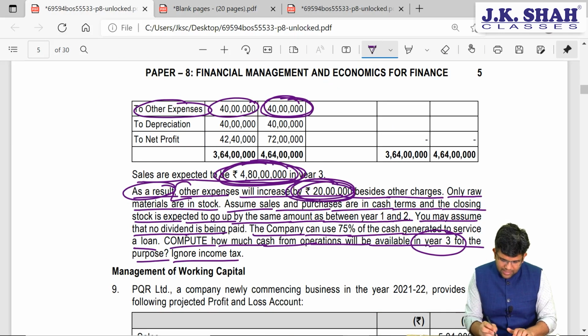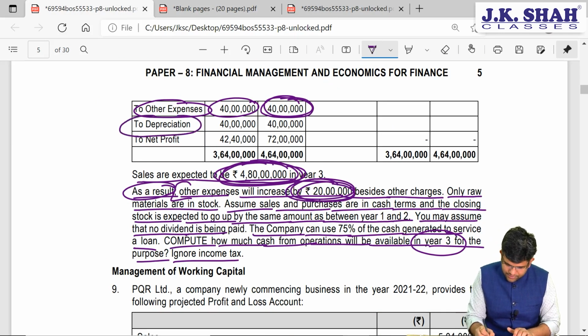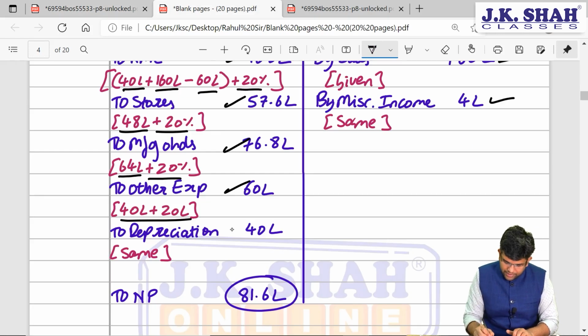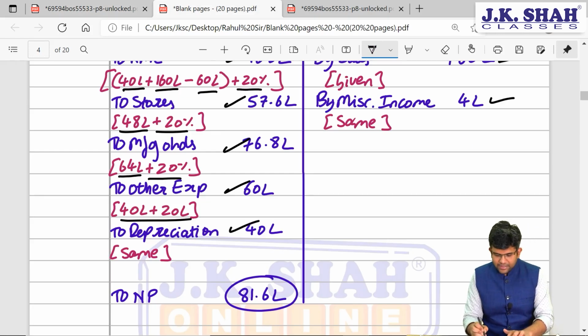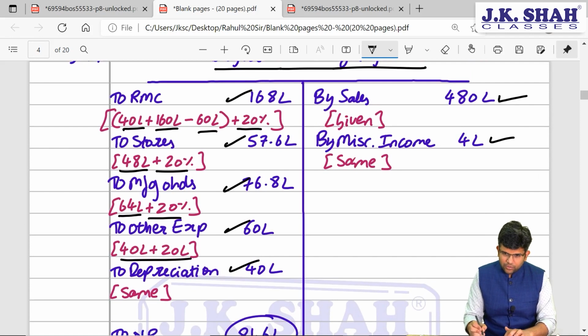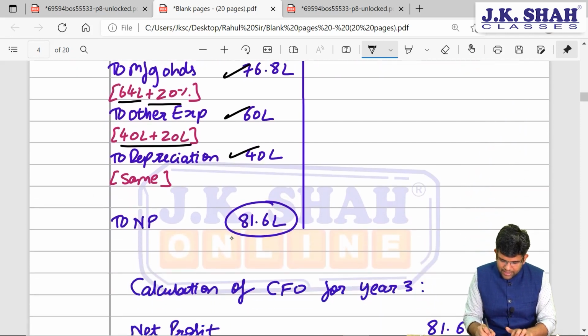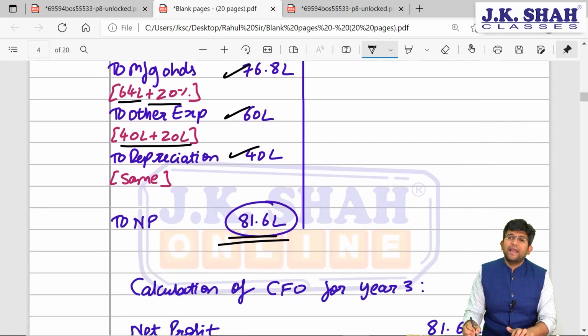Then children, the last expense, depreciation, nothing is mentioned, it appears to be fixed, and since it is fixed we will continue it to be fixed, 40 lakhs. With that we take all the expenses into consideration and we end up at a net profit of 81 lakh 60,000.